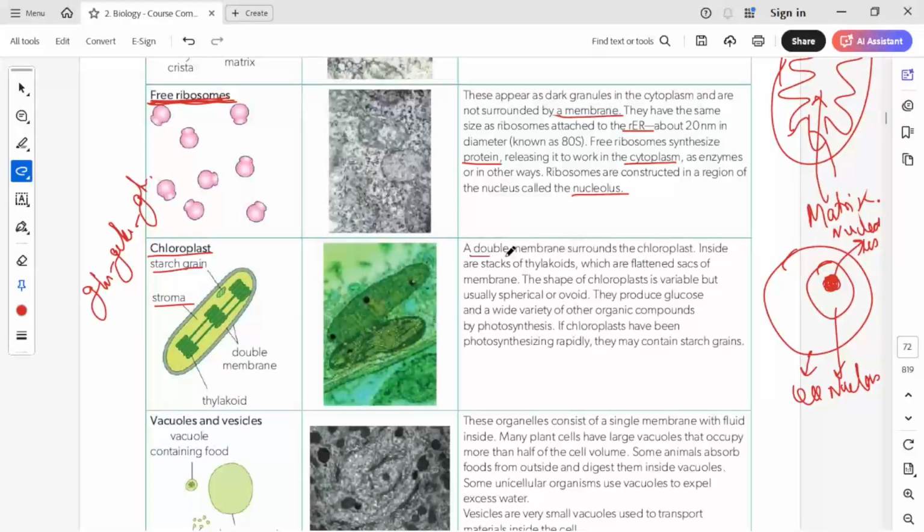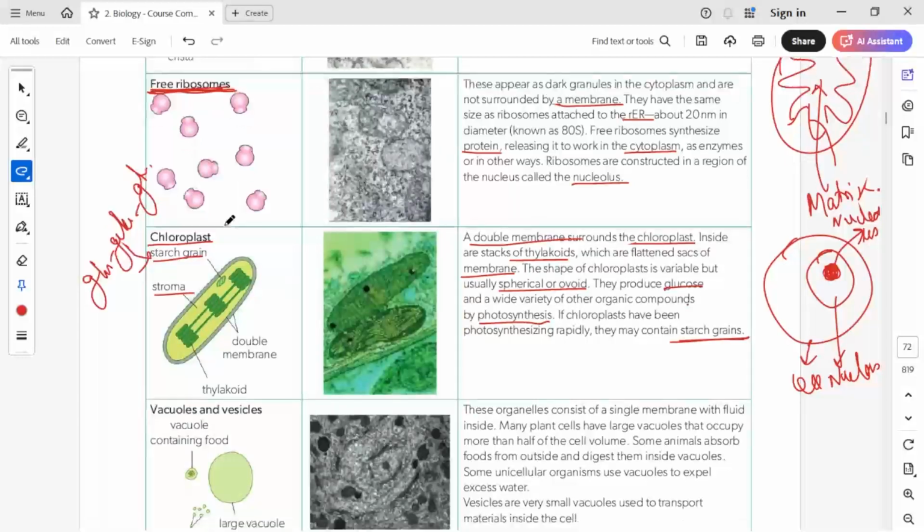It is also a double membrane structure that surrounds the chloroplast. Inside are stacks of thylakoids, which are flattened sacs or membranes. The shape of the chloroplast is variable. It is also generally spherical or ovoid. They produce glucose and a wide variety of other organic compounds by photosynthesis. If chloroplasts have been photosynthesizing rapidly, they may contain starch grains, because a lot of glucose molecules will accumulate and form a chain-like structure, which is called a starch grain.